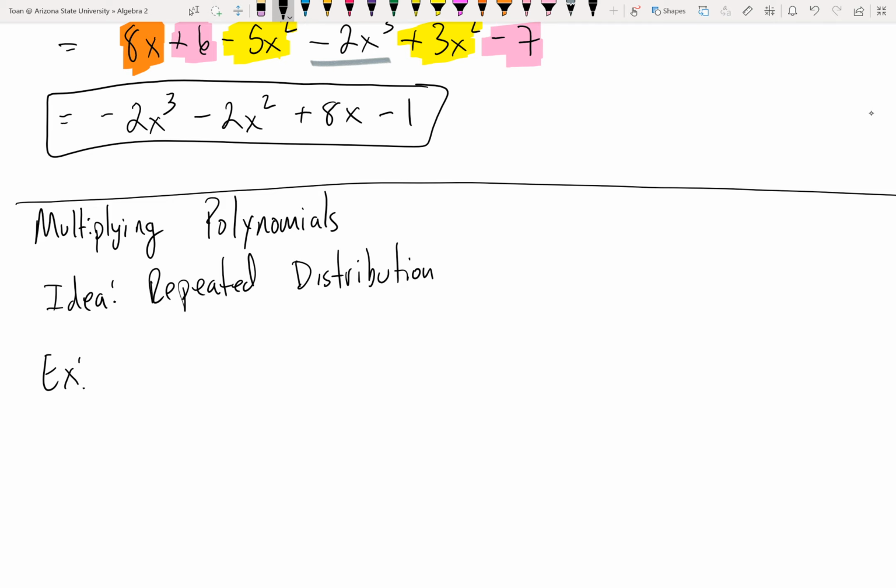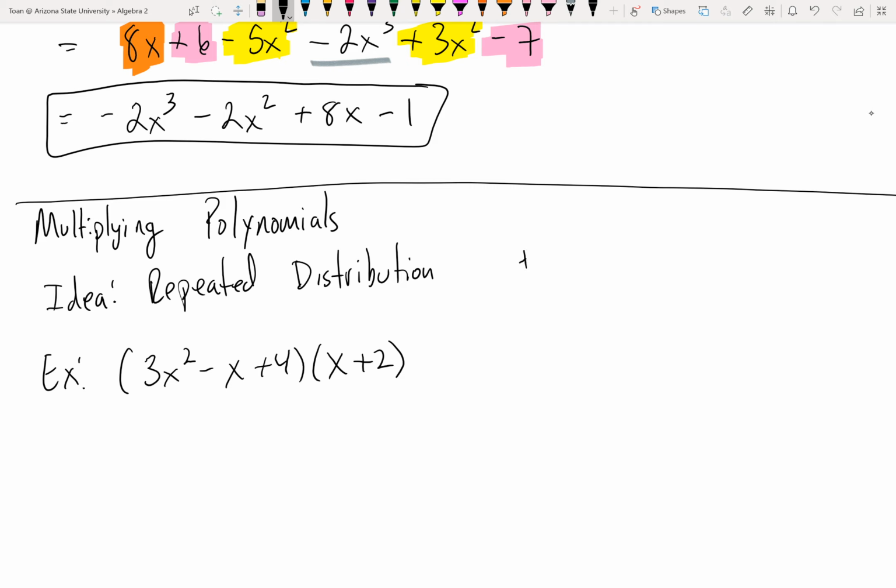What if you're multiplying a trinomial, 3x squared minus x plus 4, by x plus 2? FOIL would not work here because we don't have the right number of terms. Instead, I like to think of repeated distribution. Take all the terms from one polynomial and distribute it to every single term in the other.